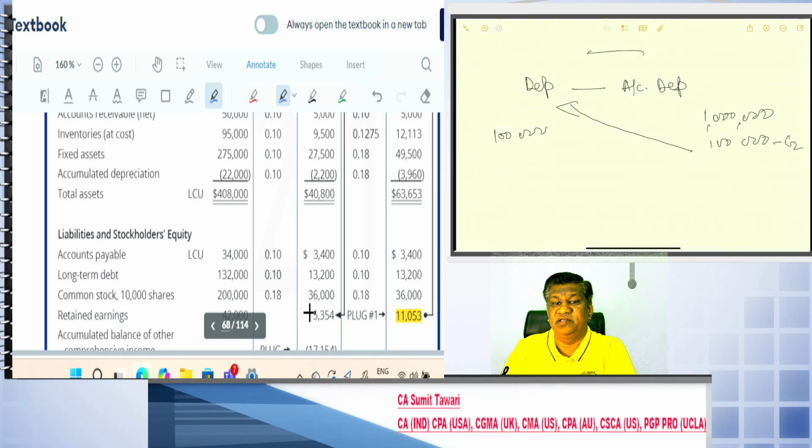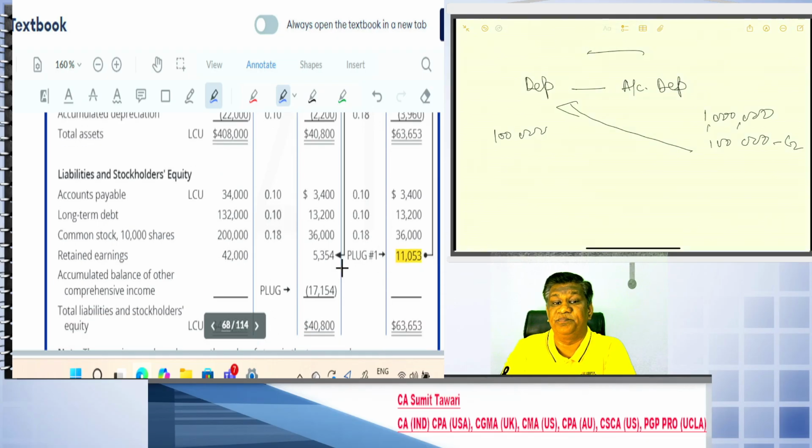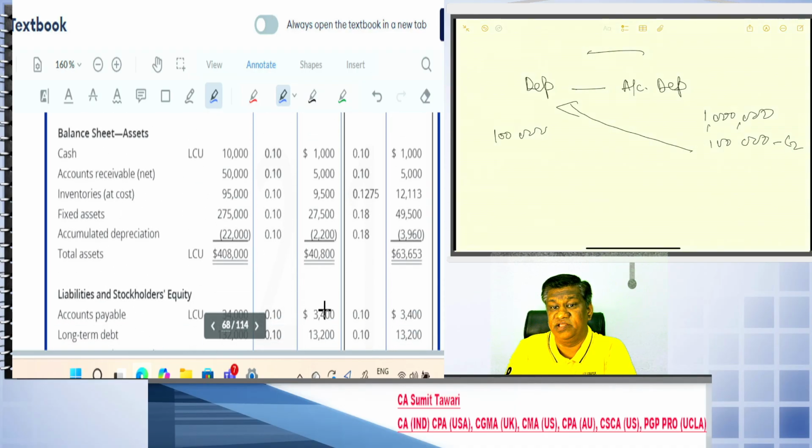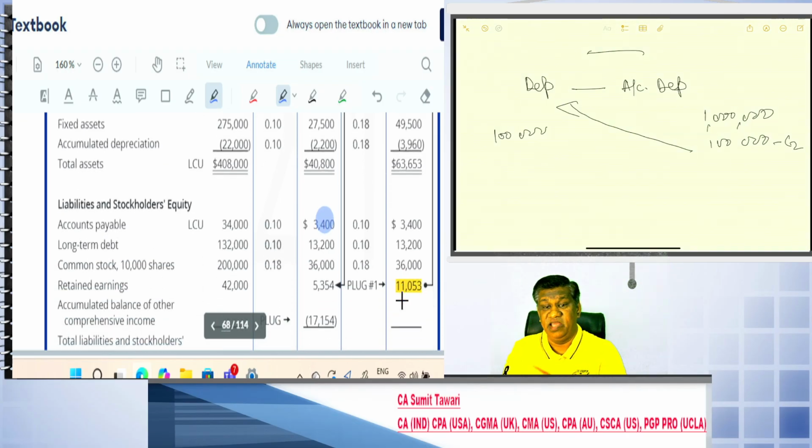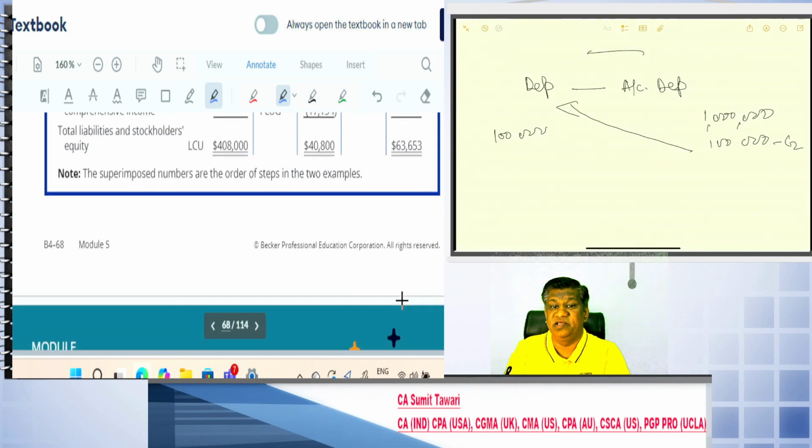In the translation method there is only one plug, which is in the balance sheet. In the remeasurement method there are two plugs. First, you need to calculate for the balance sheet item, and then we need to calculate for the income statement in a remeasurement. Clear?